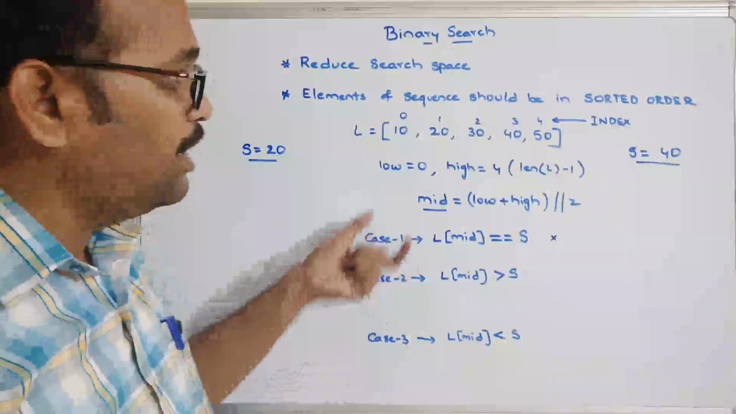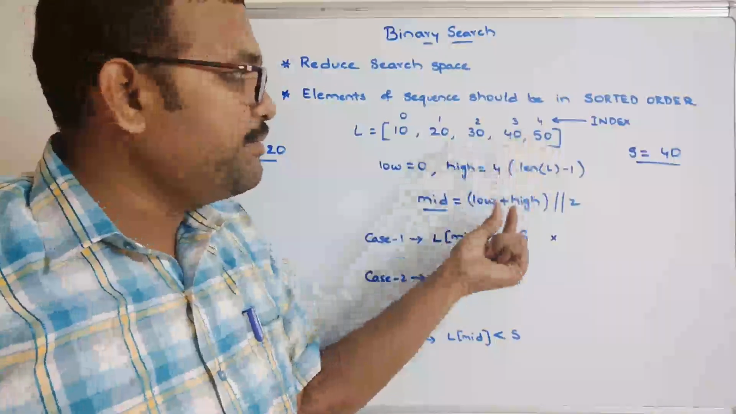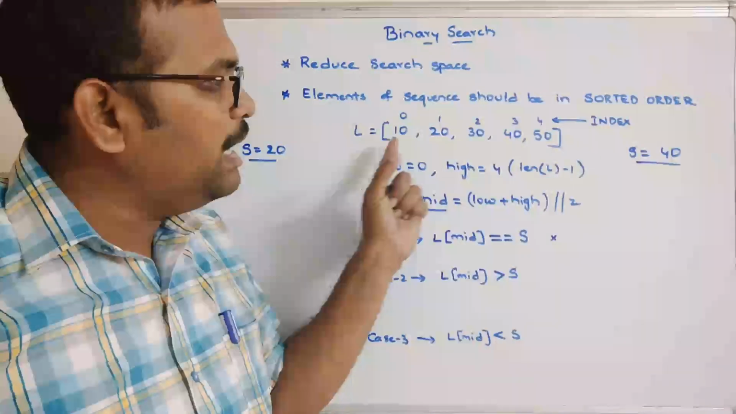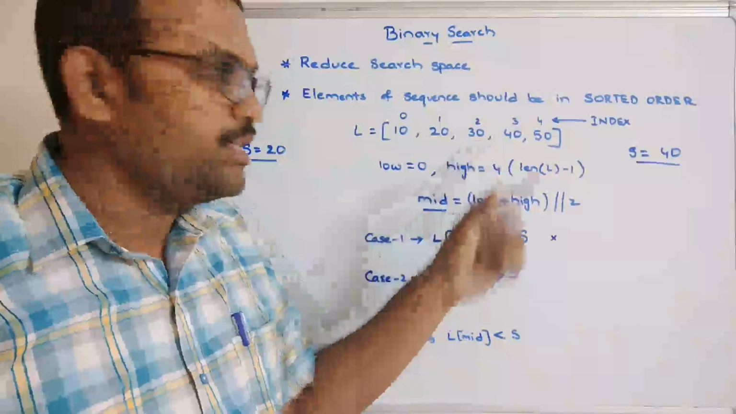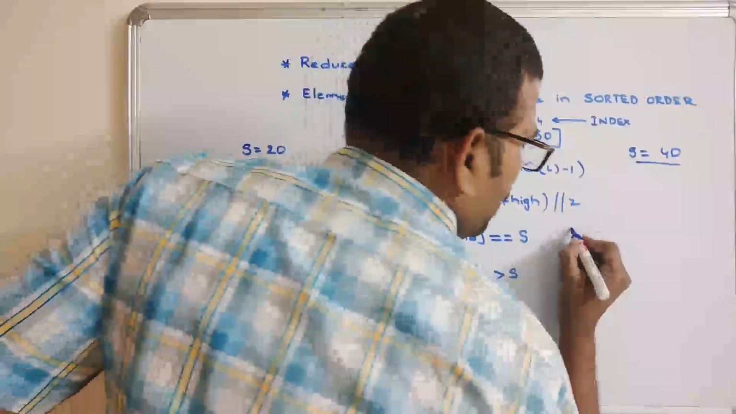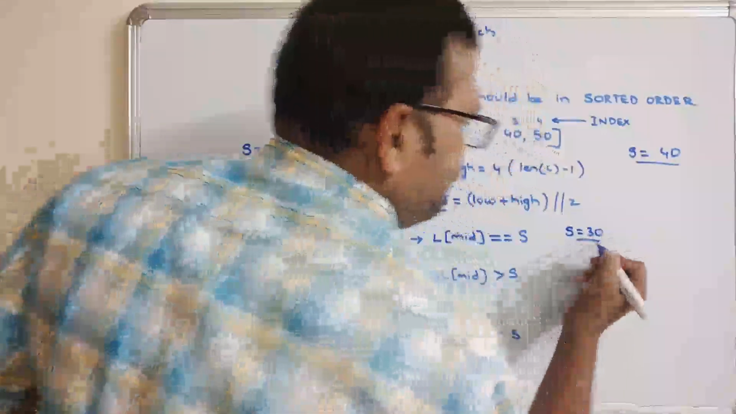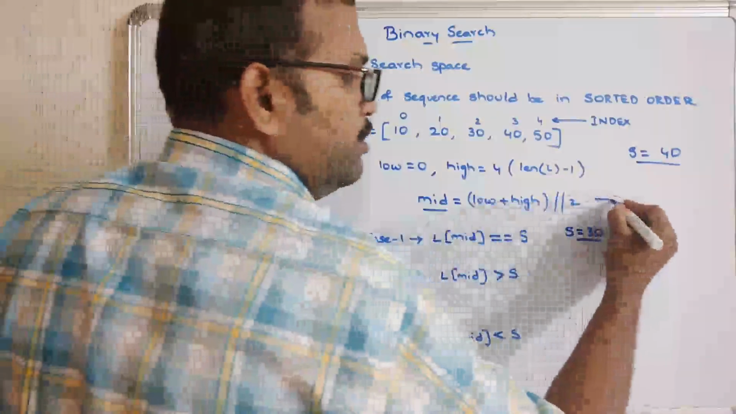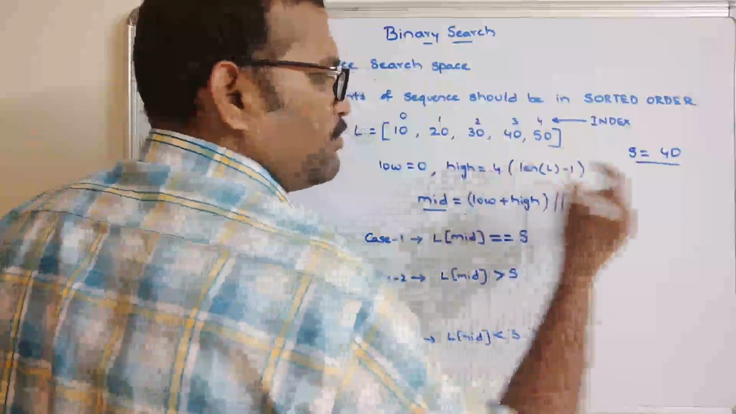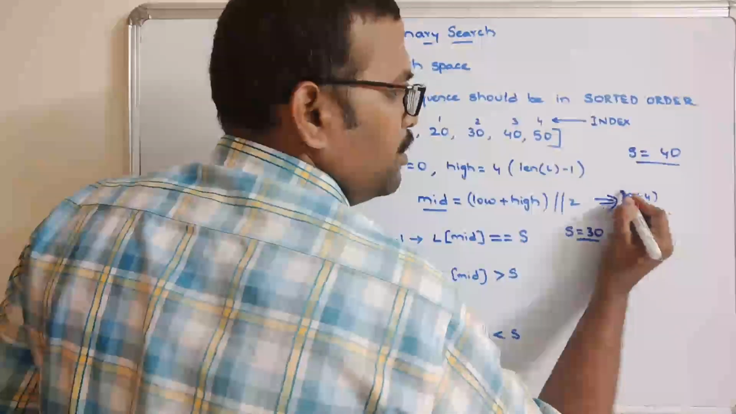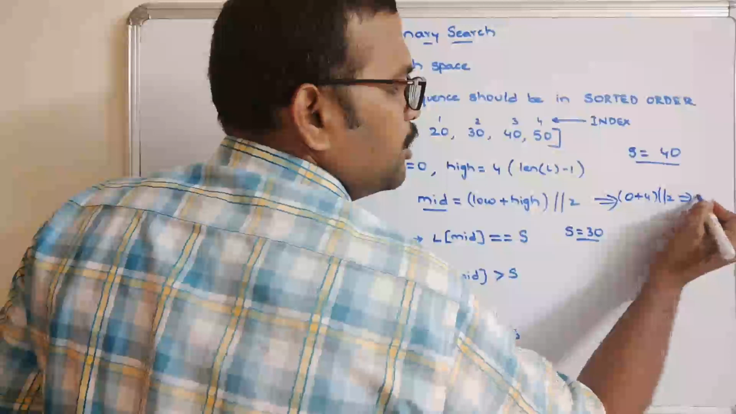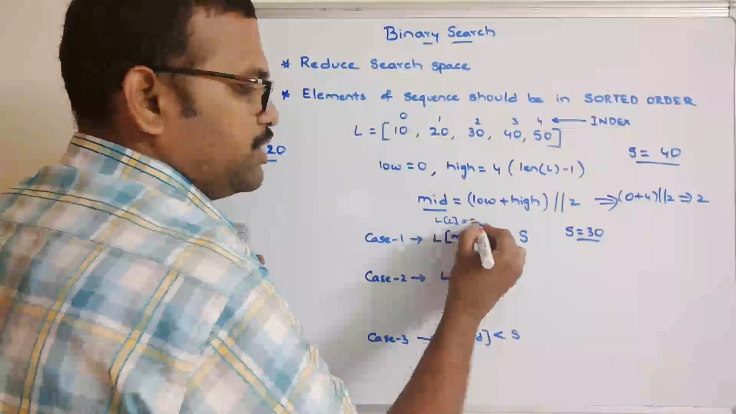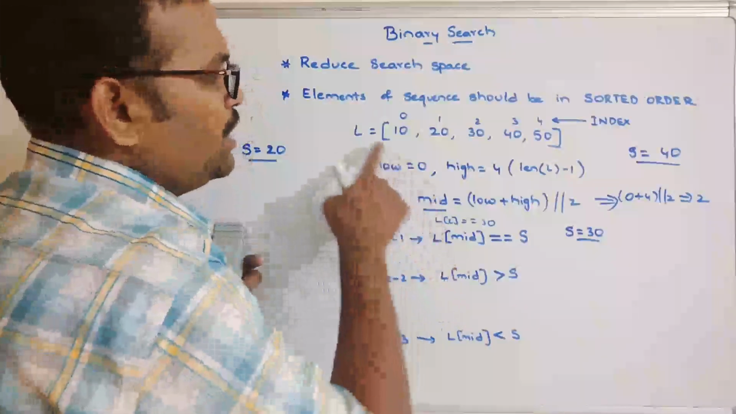You can observe here we have 5 elements. If we calculate the middle element and search, even though the element is in the third position, for example, let S be equal to 30. What happens here? Mid is equal to low 0 plus 4 by 2, which is nothing but 2. So L of 2 is nothing but 30.